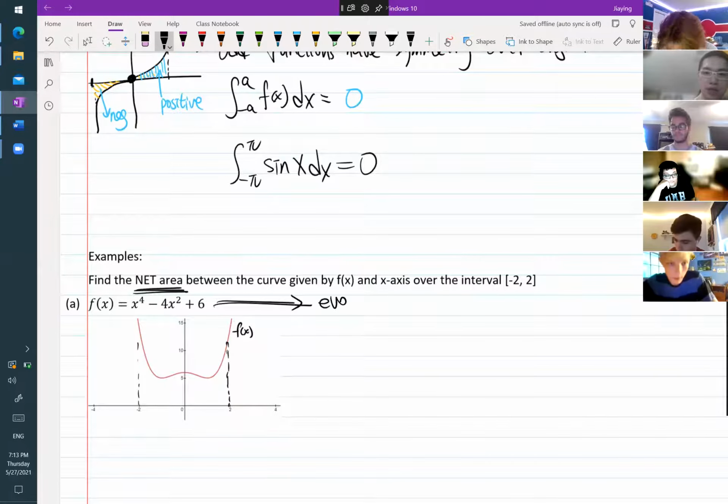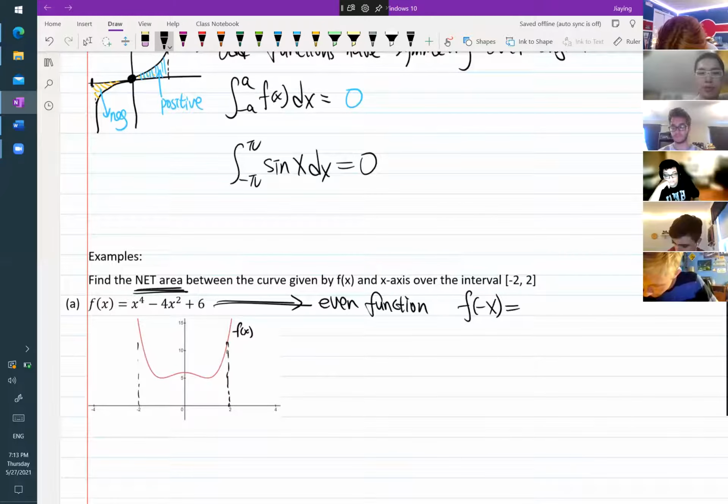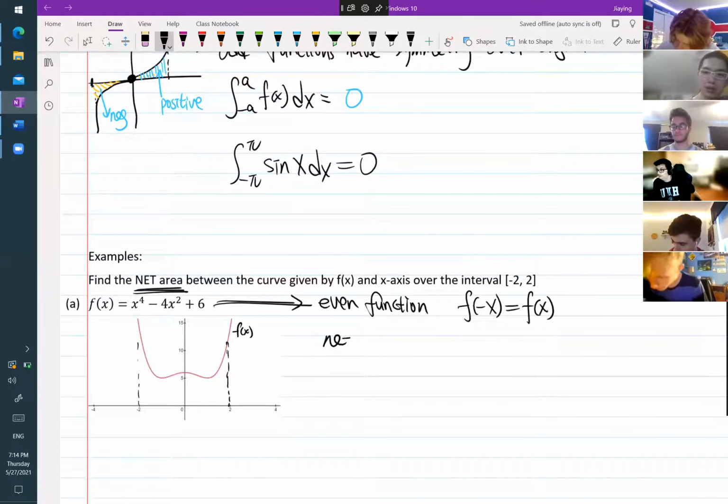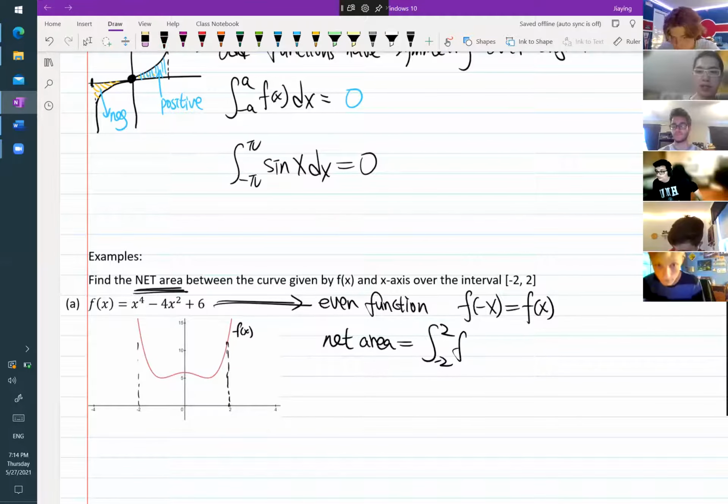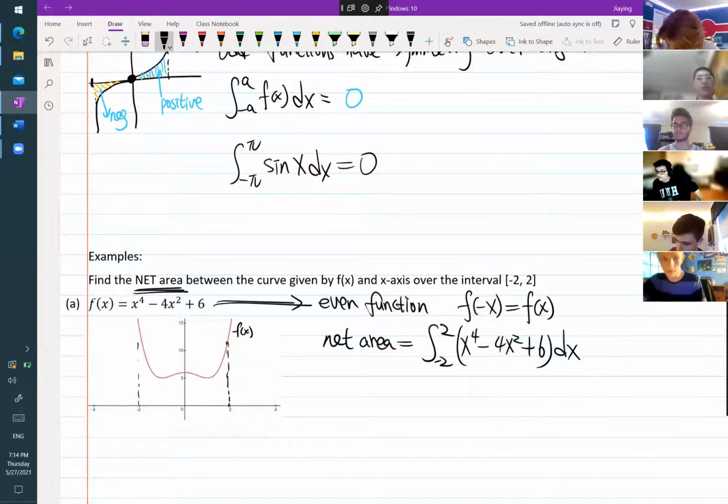So this is an even function because if we find f of negative x, we should get f of x. I'm not going to do the work to check it, but it is an even function. The net area is equal to the integral from negative 2 to 2 of f of x dx. So that's what net area between the curve and the x-axis gives me.